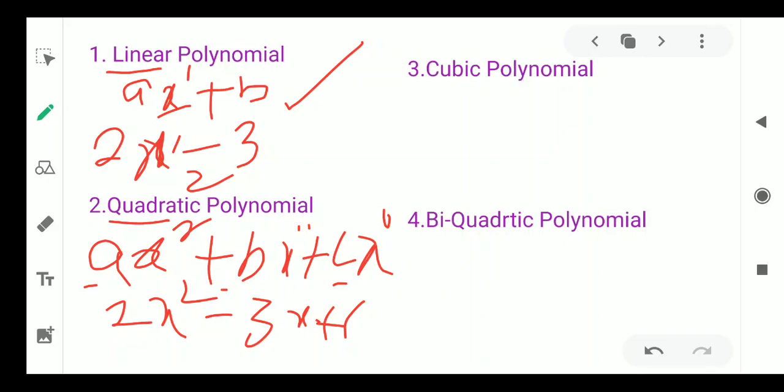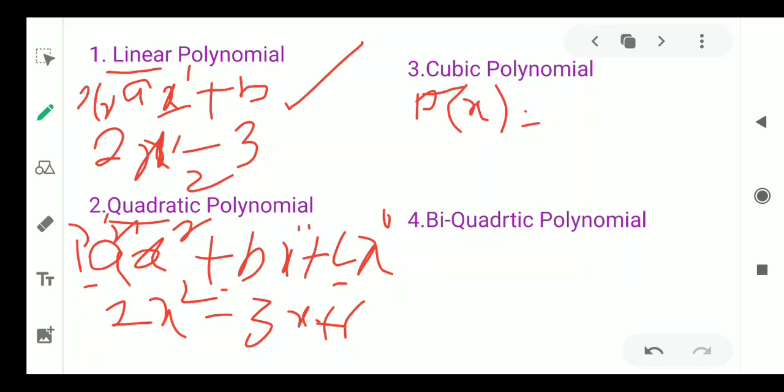Cube. Already we know the term cube. Cube means it is 3. If the degree of the variable is 3, then that polynomial is called a cubic polynomial. So p of x. Why am I writing this p of x? Here also you can write p of x. This is also p of x. Why? These are the polynomials in variable x. That's why we are representing it like this.